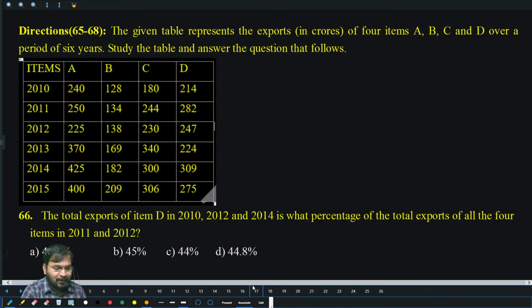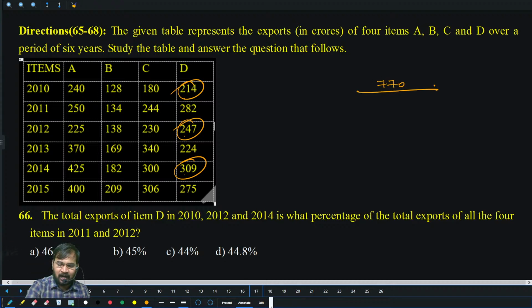The total exports of item D in 2010, 12, 14 is what percentage of the total exports of all the 4 items in 2011 and 12 together? Item D 10, 12, 14: 200, 200, 400, 300, 700, 14, 47, 61, 61 plus 9, 70, 70 plus 700, 770. 770 is what percentage of the total exports of all the 4 items in 2011 and 12 together?